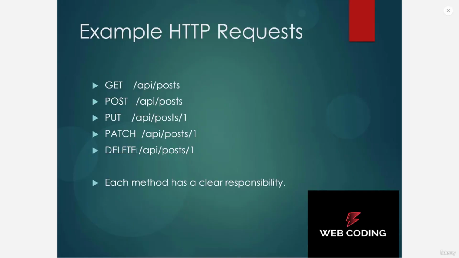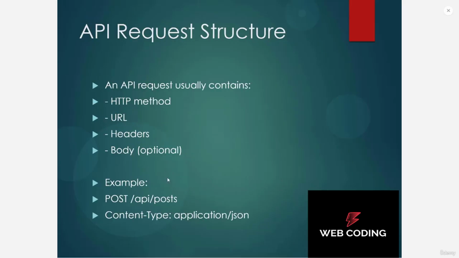And also we have DELETE in here. For the DELETE, we're going to send /API/post and simply /1 like this. And this will simply allow us to delete the record that has the ID of 1. Right? These are simply parameters. All right. So each method has just a clear responsibility, as you can see.